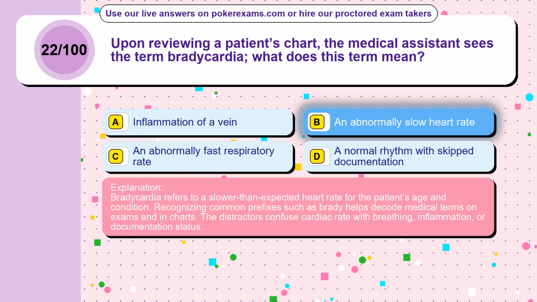Bradycardia refers to a slower than expected heart rate for the patient's age and condition. Recognizing common prefixes such as Brady helps decode medical terms on exams and in charts. The distractors confuse cardiac rate with breathing, inflammation, or documentation status.